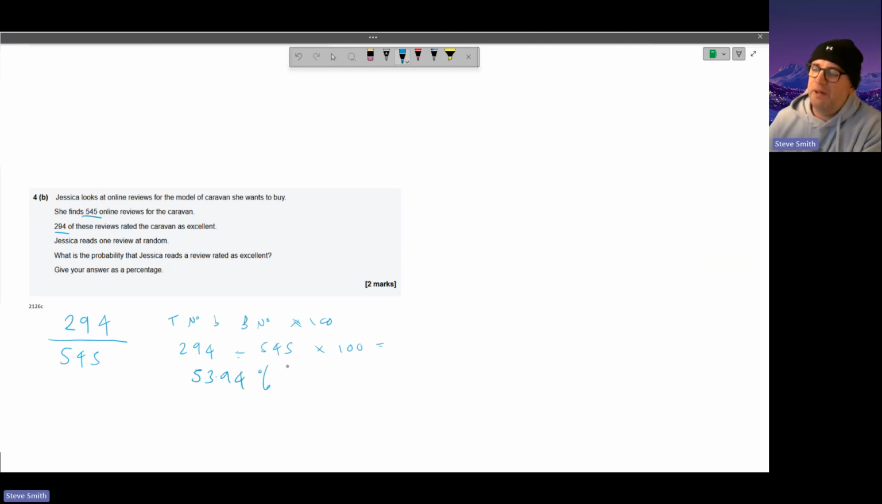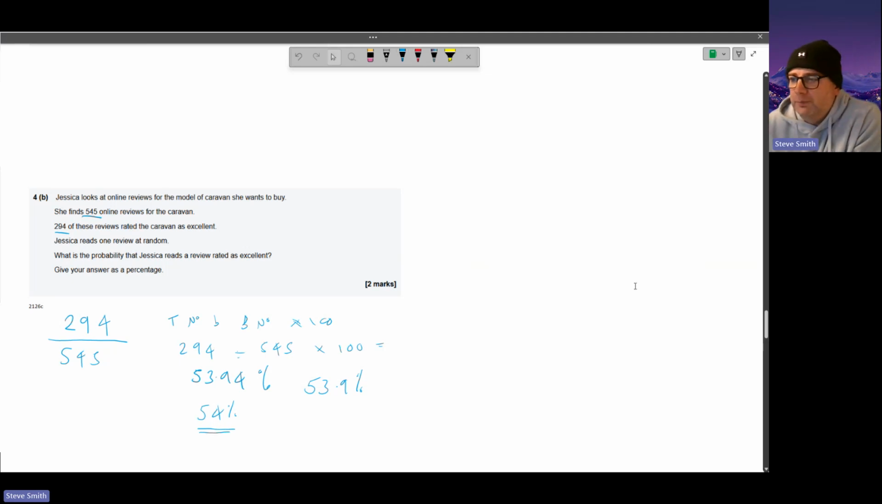53.94%. If you want to tidy that up, we could, it doesn't say put it as a whole number, but we could say it's 54%. If you want to tidy it up. If you want to do 1 decimal place, obviously that number's a 4, so you could say 53.9%. But any of those will actually do. I'm going to keep my whole number here as 54% and go for that.